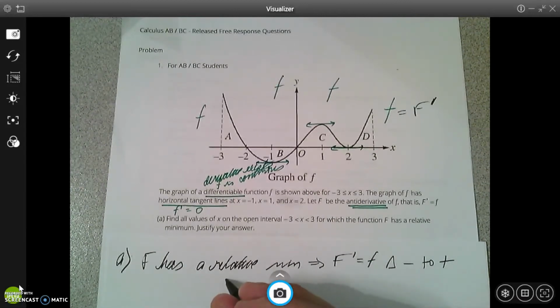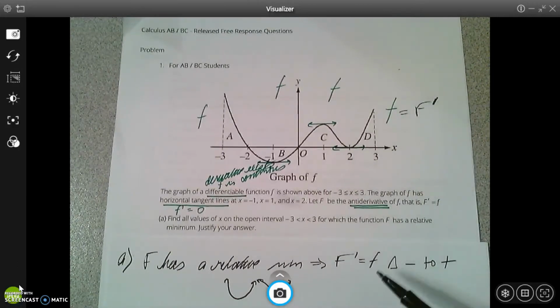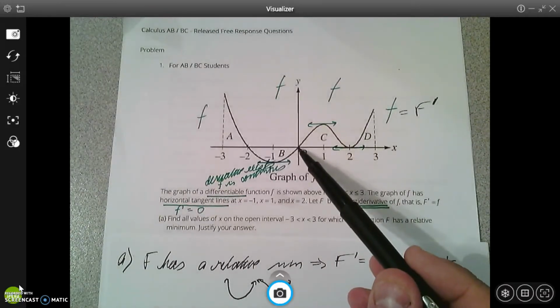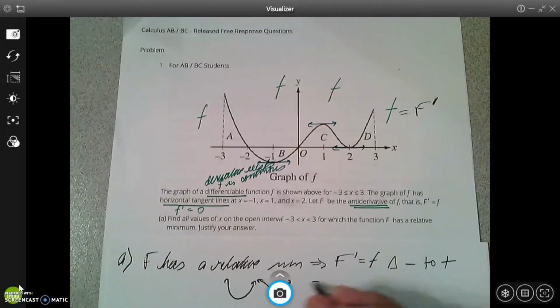When my graph has a relative minimum, looks like that, or maybe looks like that, the function changes from decreasing to increasing, but the derivative, the slopes of the tangent lines, they are negative on this side, positive on that side. So let's look at the graph. Where does little f change from negative to positive? Or some of my students like to say, and I've really connected with this year, where does the graph of f change from being below the x-axis to above the x-axis? And that only happens at this one place over here at x equals 0.